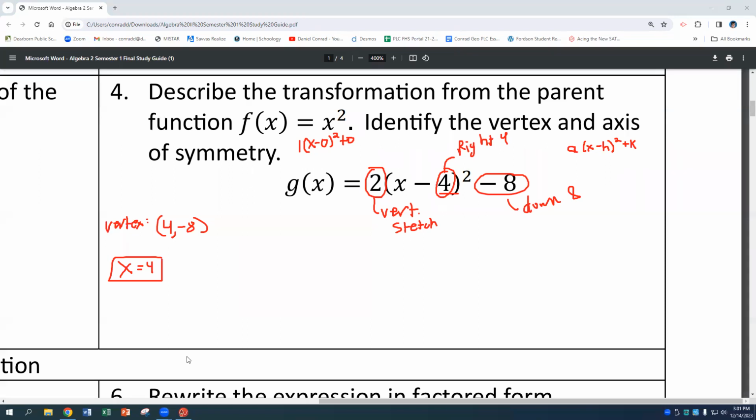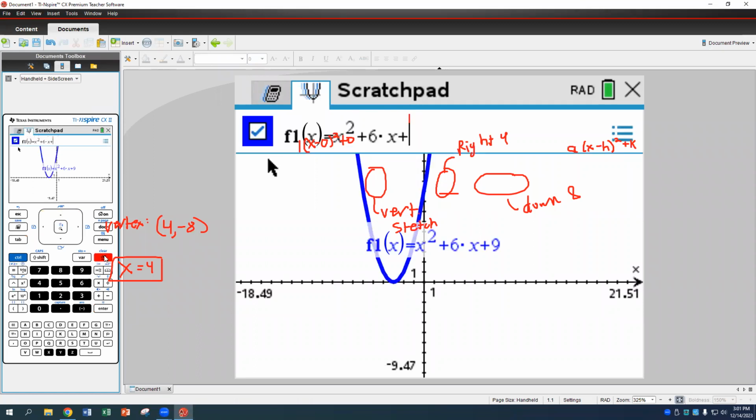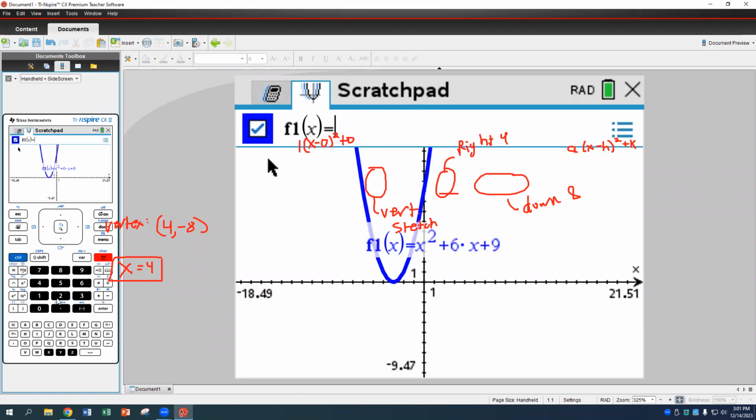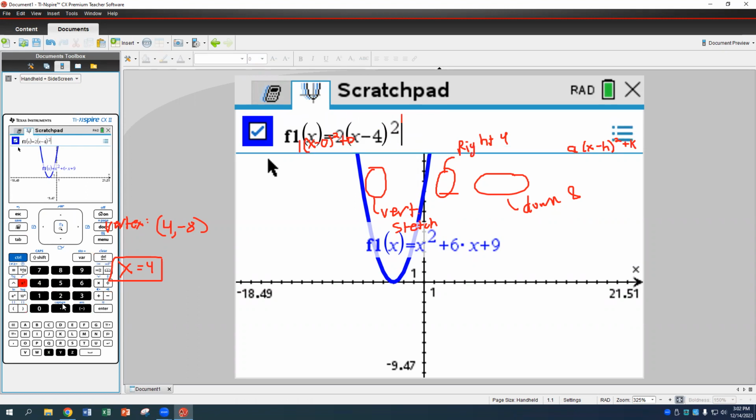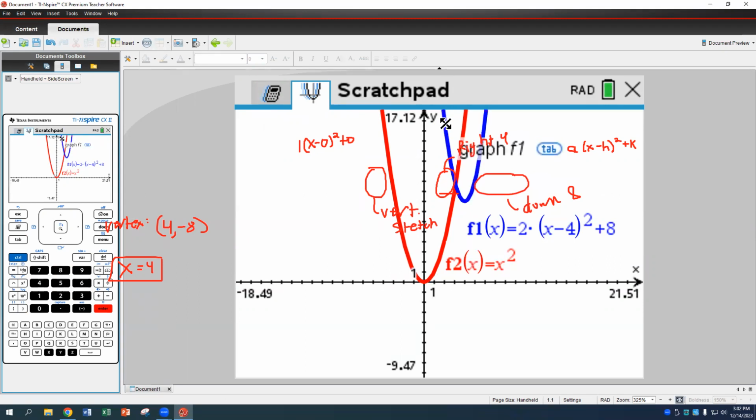We could graph it just to double check. So 2 times x minus 4 squared plus 8. You can see we've shifted 4 to the right and 8 up. If we graph our original as well, x squared, we've shifted 4 to the right and 8 up. And it goes up at a faster rate. This blue one goes up faster than the other one, because it's a vertical stretch of 2.